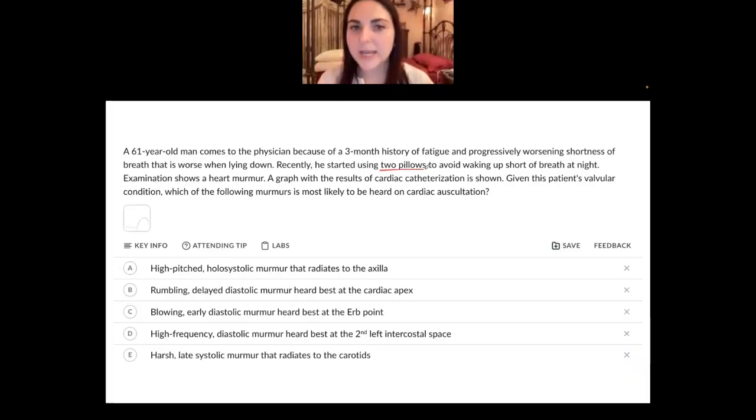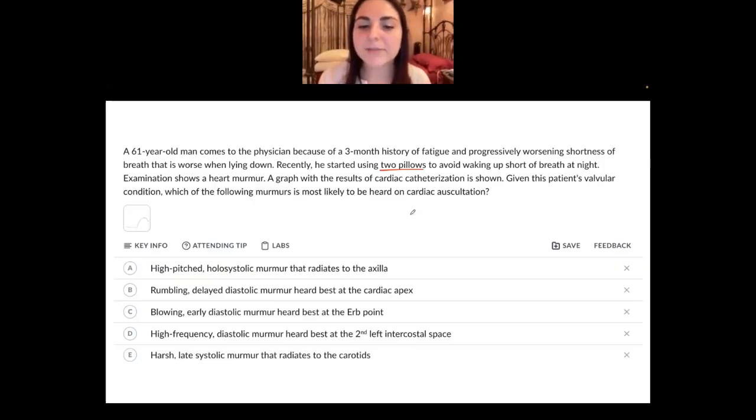So they can literally assess heart failure with how many pillows someone sleeps with. This is only two pillows, so that's not that bad. Some people say, "Oh, I need to sleep with five pillows. I need to be almost vertical to be able to sleep at night," because it takes pressure off of the heart. So it just makes them feel like they can breathe better.